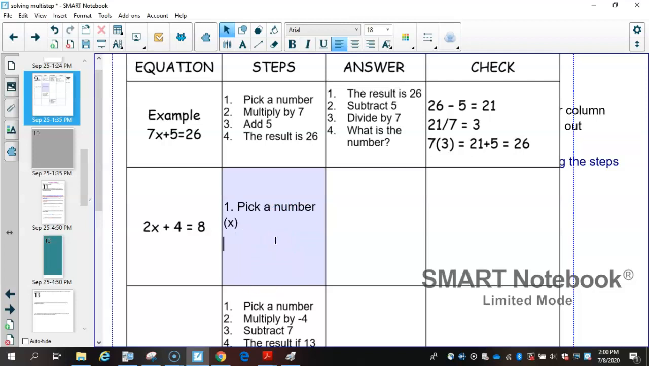The next step, we have to see what is being done to x from the example. Directly, or right next to the x, is a 2. Remember, when you have two things next to one another, they're multiplying. So I can say that our next step is to multiply by 2. Next step is to see what else is happening to this variable term. Well, it's being added by 4, so I can say add 4. And that's everything that's happening on the left side. So the last step would then be the result is 8.